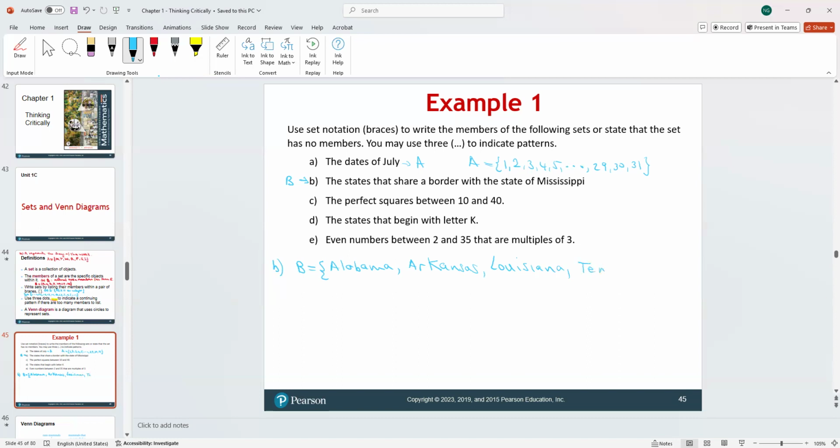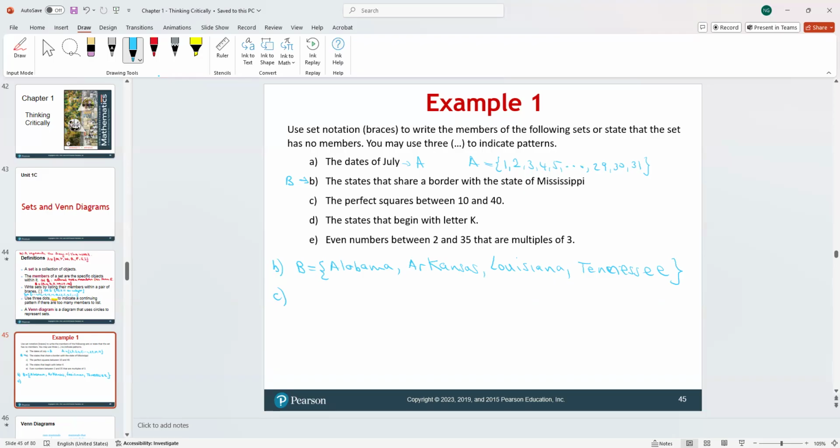Tennessee, no, two N's. You have two N's, two S's, two E's. So those are the sets. As you can see, I use a pair of braces and I use a comma to separate each element, each member of the set. So that's B. Remember, some of them have nothing to do with math. It's about common sense or your daily experience of life.